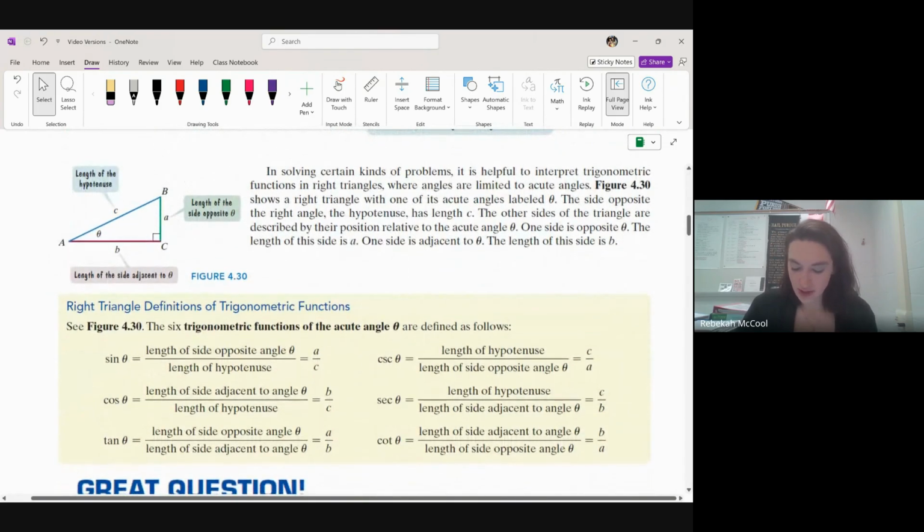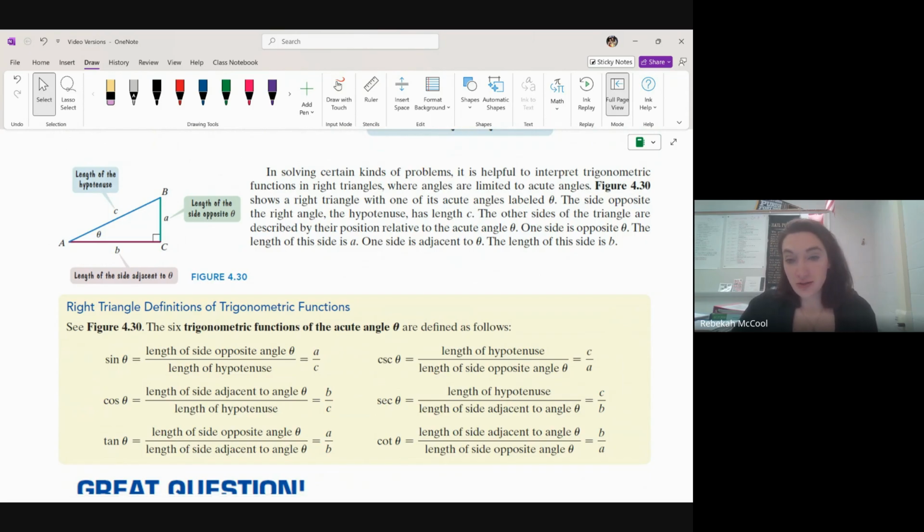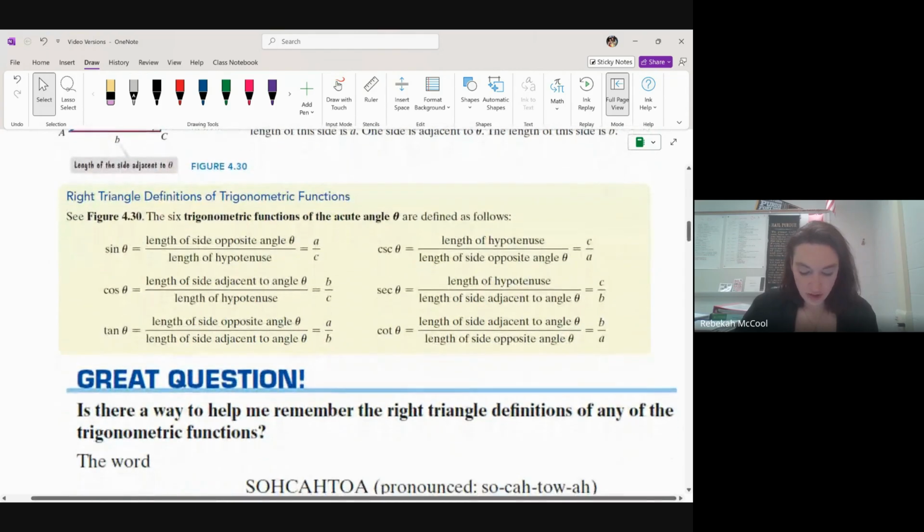So in solving certain kinds of problems, it's really helpful to interpret trigonometric functions in right triangles, where angles are limited to acute angles. So this is a throwback to the right triangle trig you've done in trigonometry. The figure over there to the left shows a right triangle with an acute angle labeled theta. The side opposite the right angle, the hypotenuse, has the length of c. The other sides of the triangle are described by their position relative to that acute angle theta. So one side is opposite of theta, and then one side is adjacent. So this is where our definitions come from.